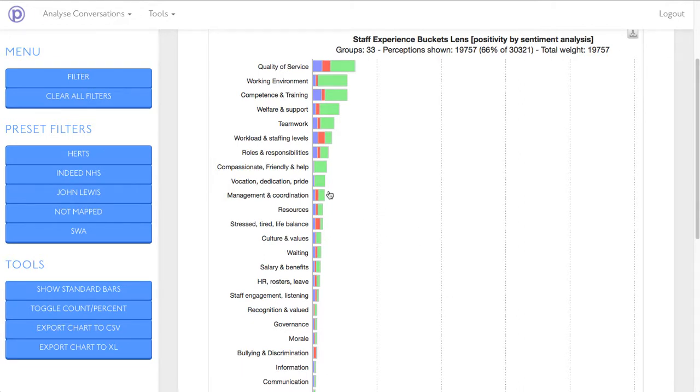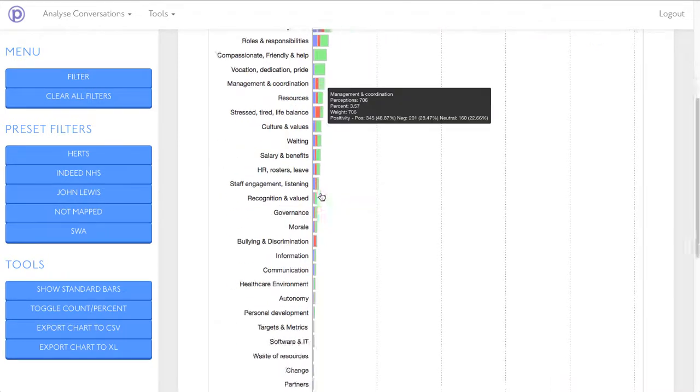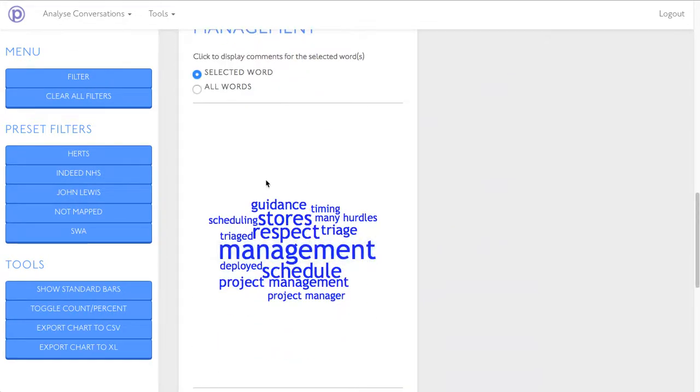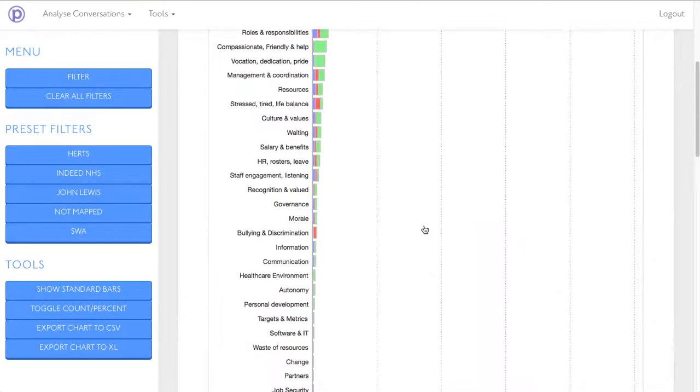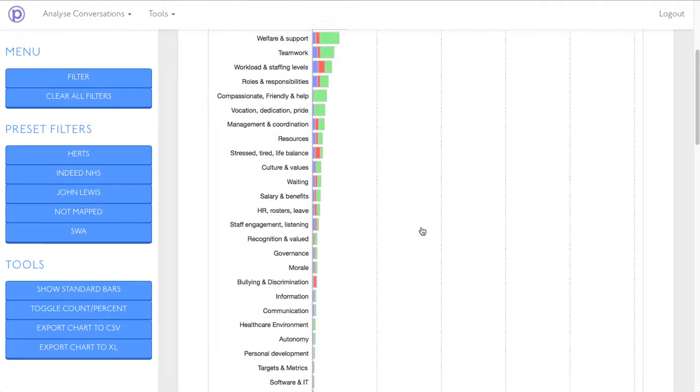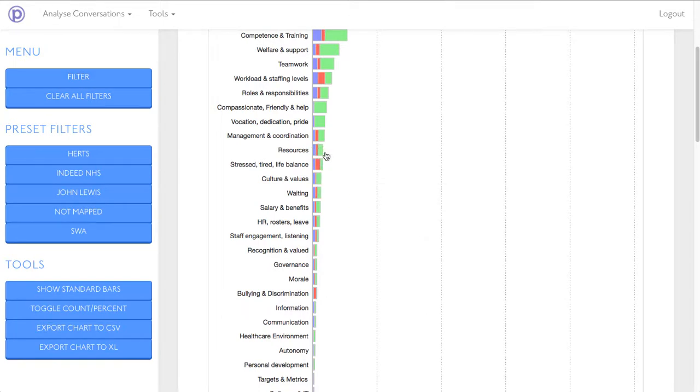Pretty much standard. What you can do, if you're not sure, is just click on the bar and look at the sort of words that are already in there to give you a bit of a clue. That's a real helpful thing. Resources. This is about, is there enough time? Is there enough money? Is there enough equipment to do my job properly?